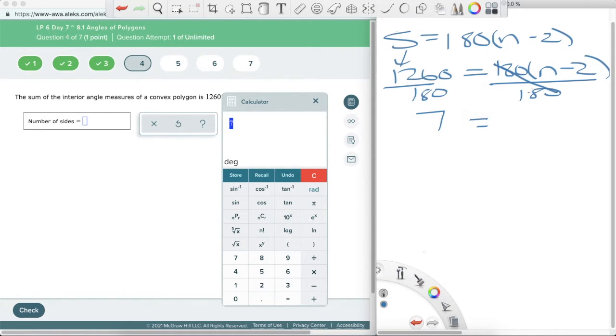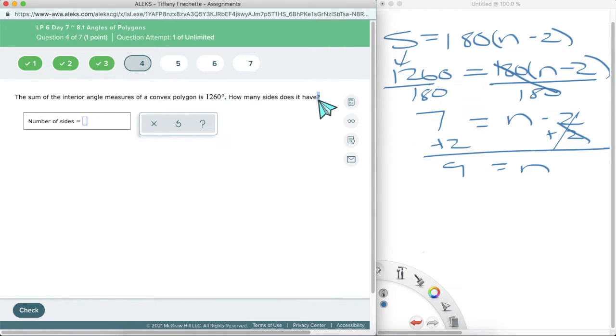So I have n minus 2. I don't need the parentheses anymore because there's nothing being multiplied by that binomial anymore. And now to find my final answer, I'm just going to add 2 to both sides. 7 plus 2 is 9, and 2 minus 2 cancels out. So the number of sides is 9. Right?